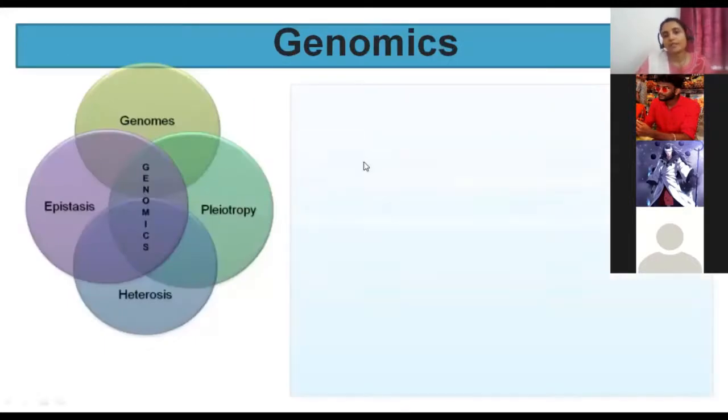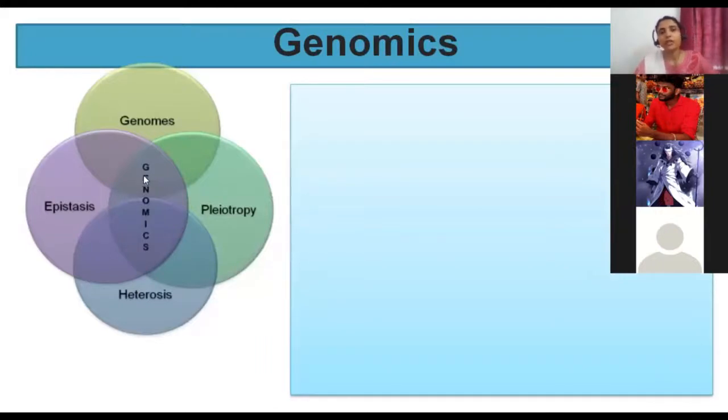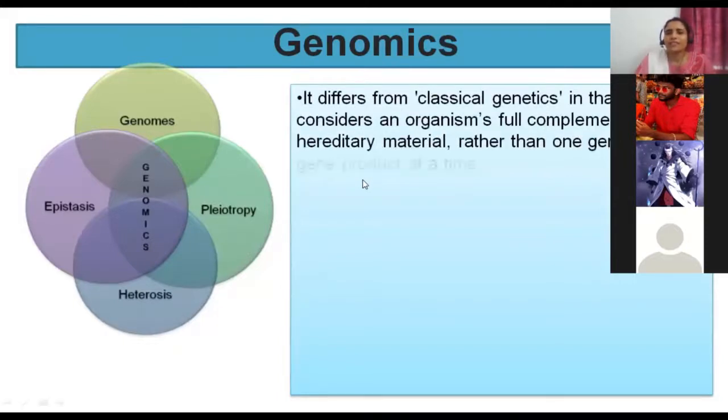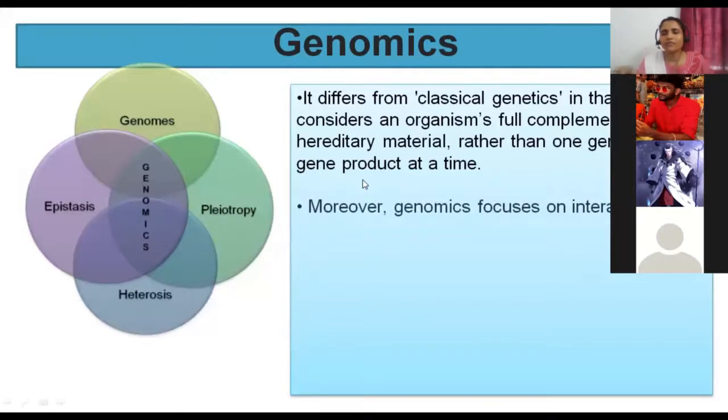So this is a Venn diagram that shows genomics. Genomics is a combination of all these steps: genomes, pleiotropy, heterosis, epistasis. I'll come to that. Now, many of you will be confused, what is this genomics? And then we have studied something called genetics also. Are they both same or are they different?